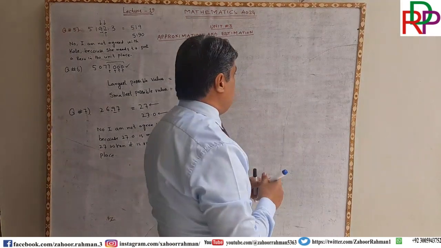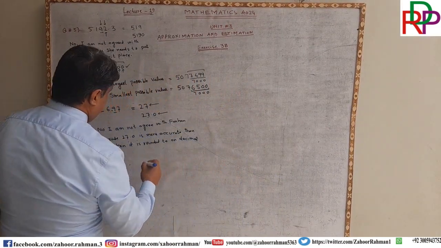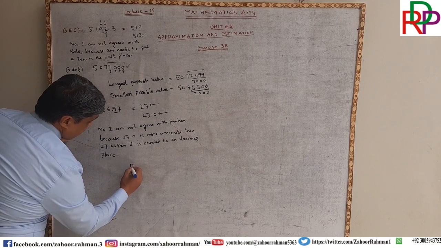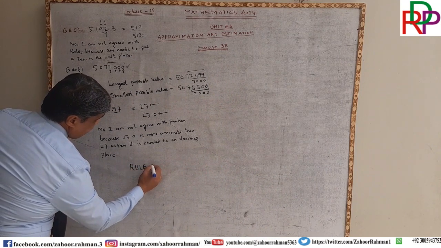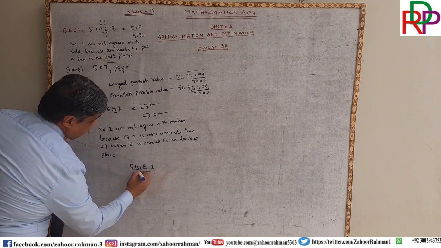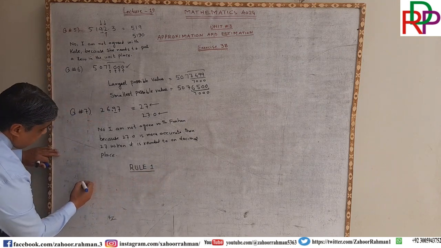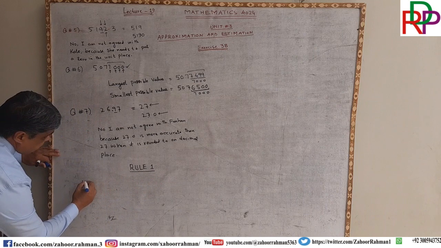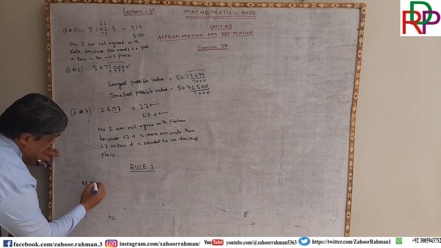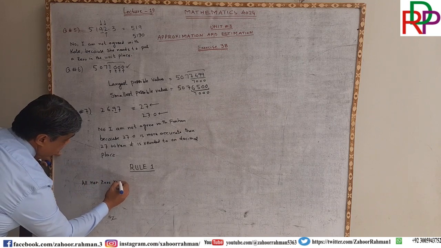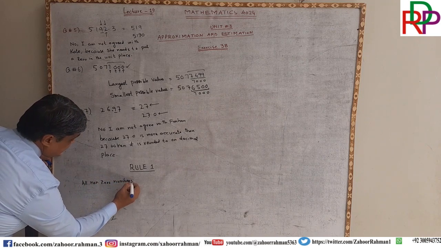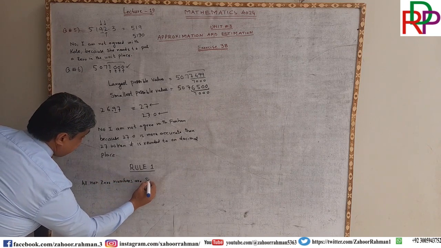There are certain rules for significant numbers. So let me discuss those rules. Rule number 1 is saying all non-zero numbers are significant.